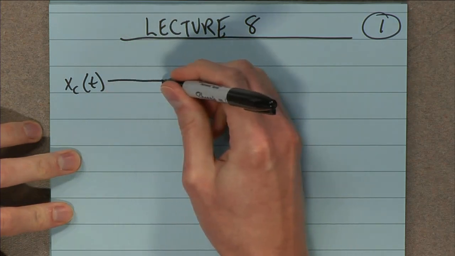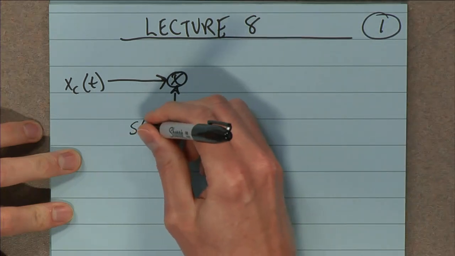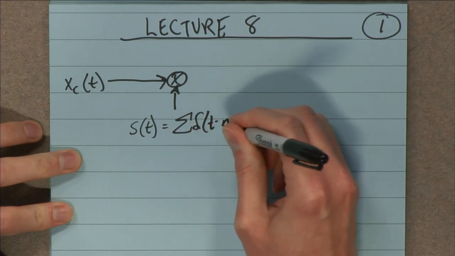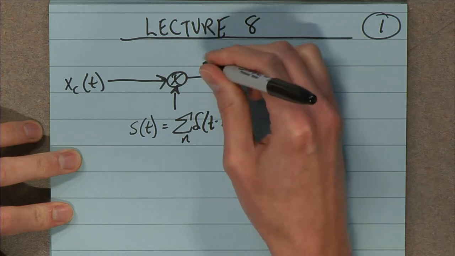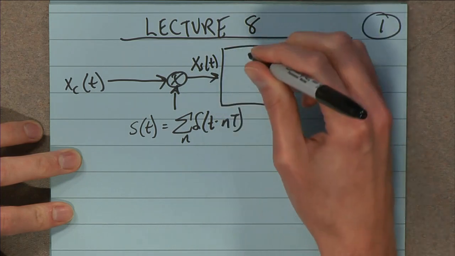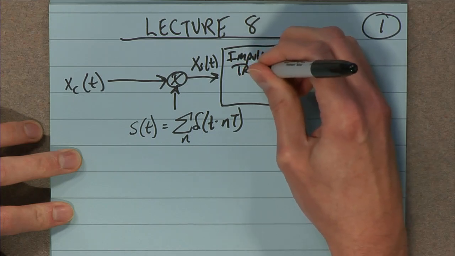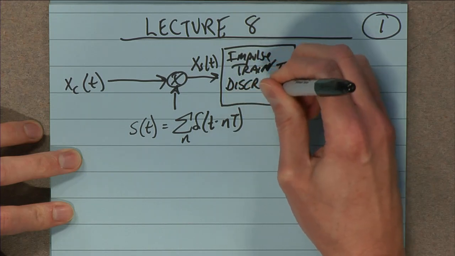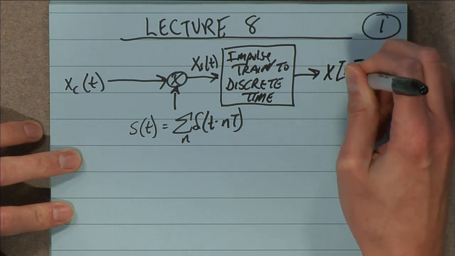So we talked a lot about our model for sampling. That was delta of t minus capital nT. Given this model, the sampled signal, and the impulse train to discrete time conversion, that gave us the discrete time signal x of n.